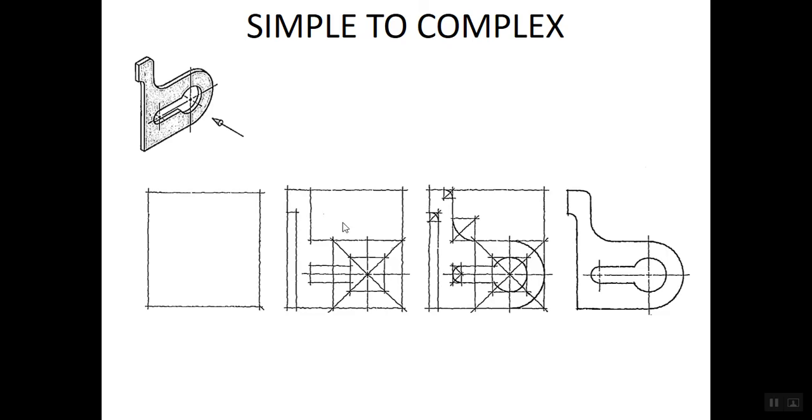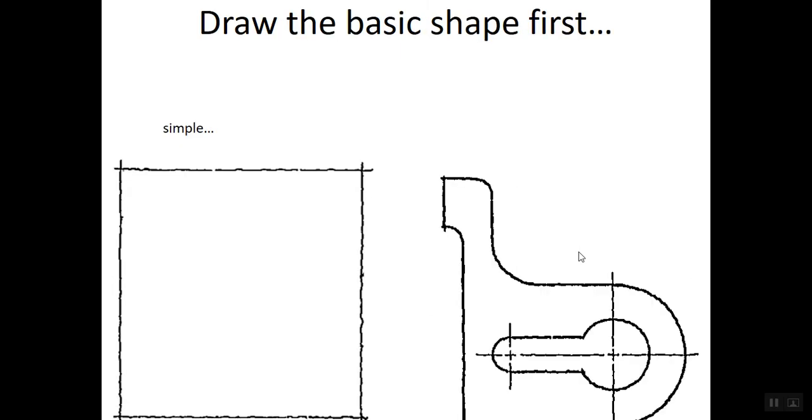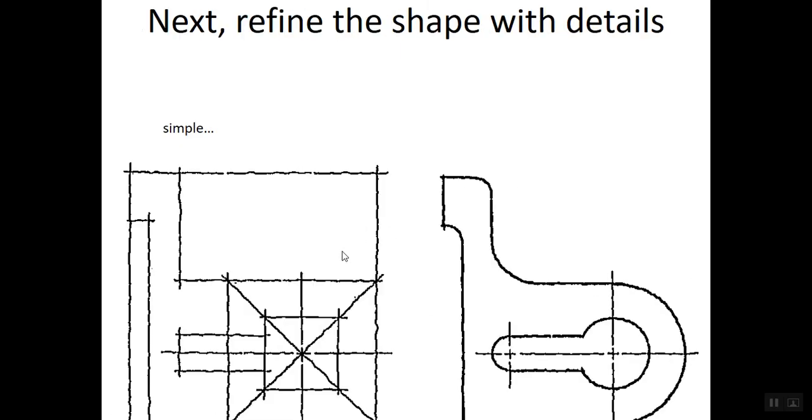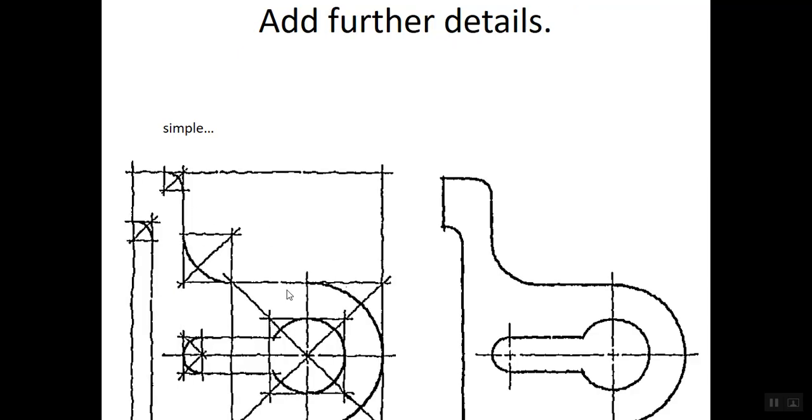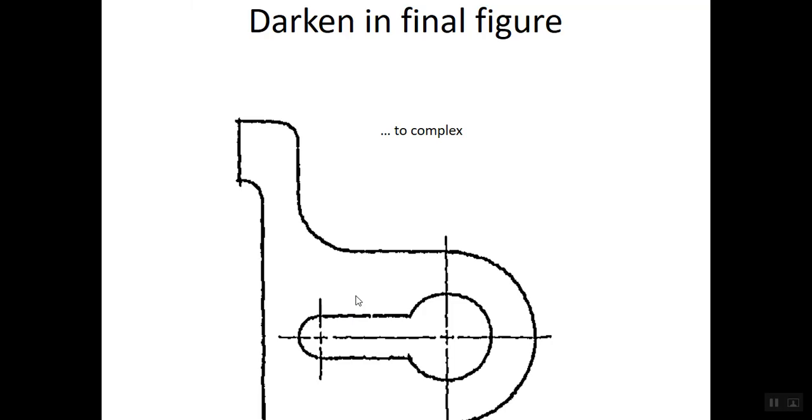Now, if you did all these steps very lightly, well, then there'll be nothing to erase. But if you did them with medium drawing pressure, if you can see the lines and they're kind of standing out, you probably want to go back and erase all of the construction lines you used to lay things out. So basic shape, our square, get some detail added to it, get some fillets and rounds added to it, and finally we darken in our final complex figure.